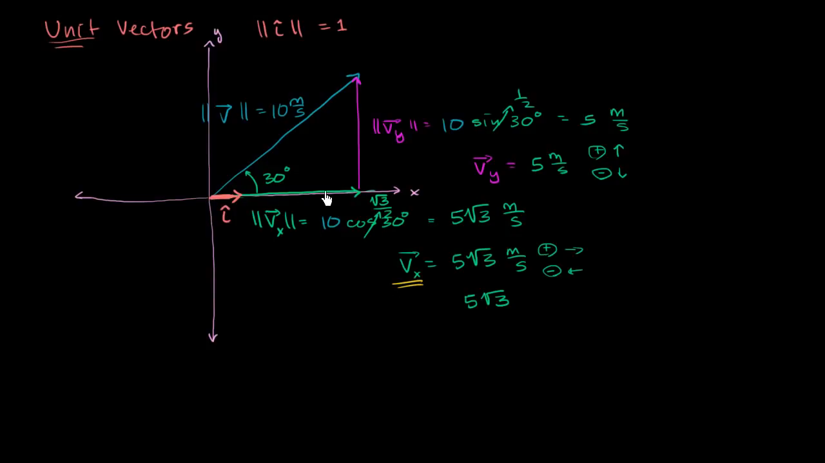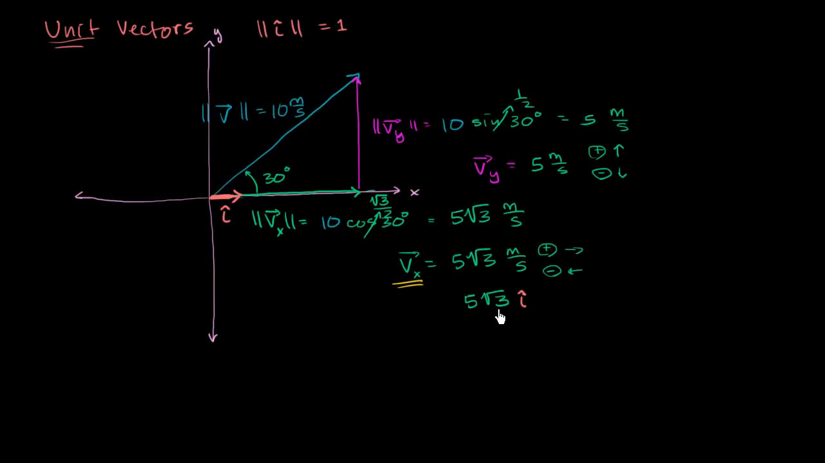This green vector over here is going to be 5 square roots of 3 times this vector right over here, because this vector just has length 1. So it's 5 square roots of 3 times the unit vector. And what I like about this is that now I don't have to tell you, remember, this is a horizontal vector. Positive is to the right, negative is to the left.